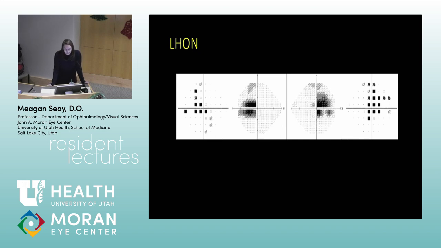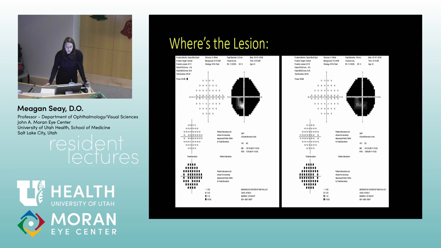But don't rule out Leber's in women or even older women. It can definitely happen in that scenario too, but this would be the classic textbook Leber's case. So next case, audience response, where's the lesion? I wanted to point out that the foveal thresholds were 30 in the left eye, 39 in the right eye, and vision's 20/20 in both eyes.